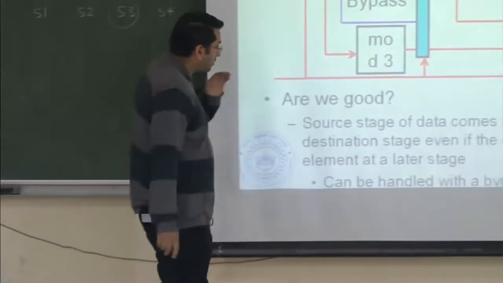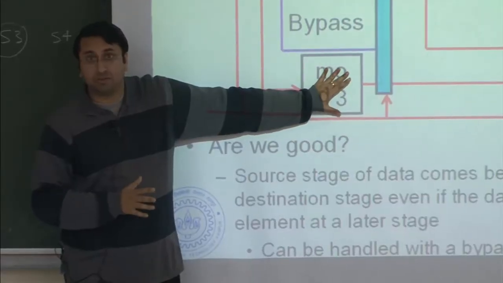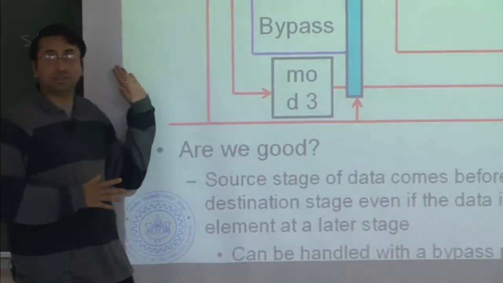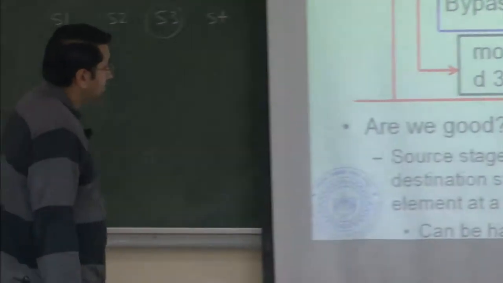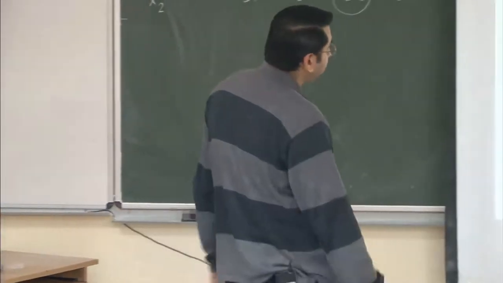So if the source stage of data comes before or equal to the destination stage, even if the data is written to the storage element at a later stage, we are fine. It can be handled with the bypass path. So in this case, this is the stage that is producing the value. It's written after a long time, but the value is here, ready for you to consume. So if the destination stage is equal to this or before this, we are okay. We can handle that without any problem. All right? Is it clear to everybody? Okay, resolving hazard with bypass.